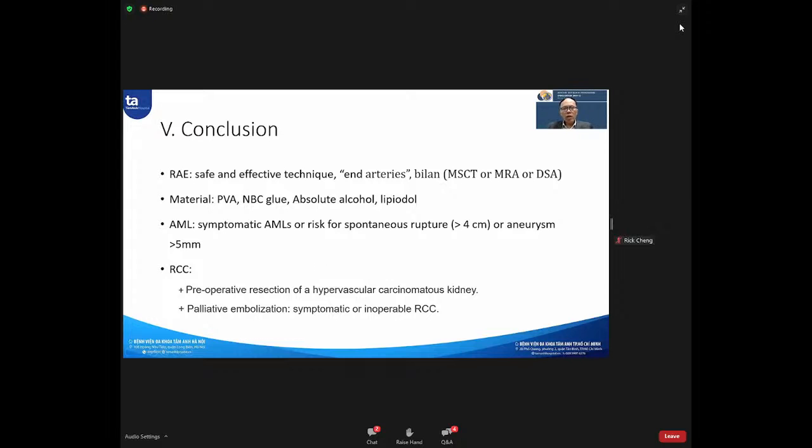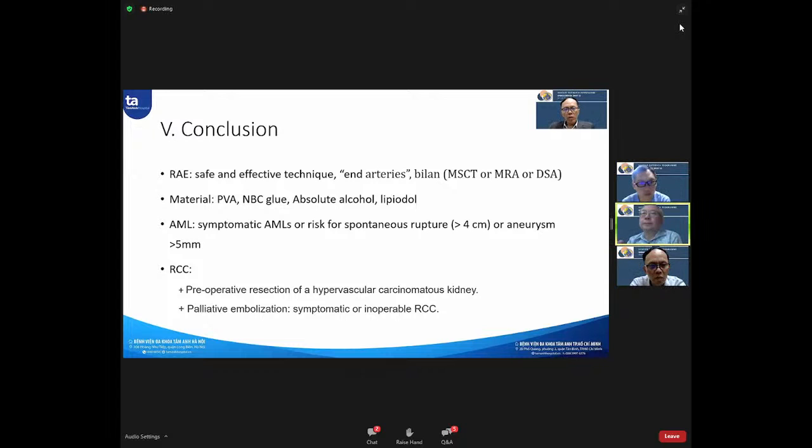So, conclusion. Embolization is a safe and effective technique, but always remember the renal artery is an end artery, so you should embolize distally. You should do a bilan with MSCT, MRI or DSA before you embolize. Some materials you can use: PVA, NBCA, absolute alcohol, Lipiodol.